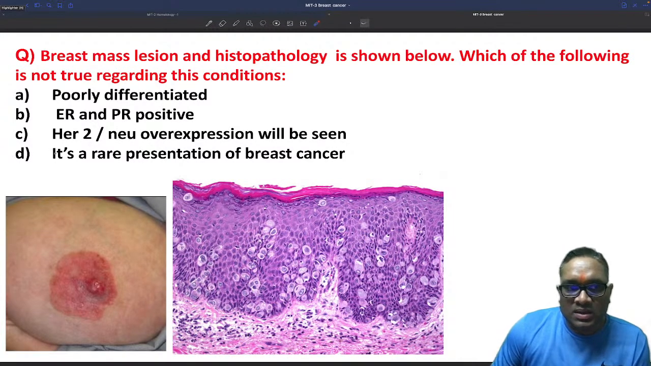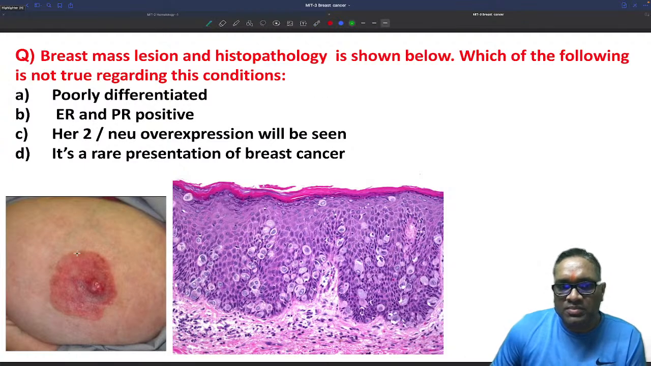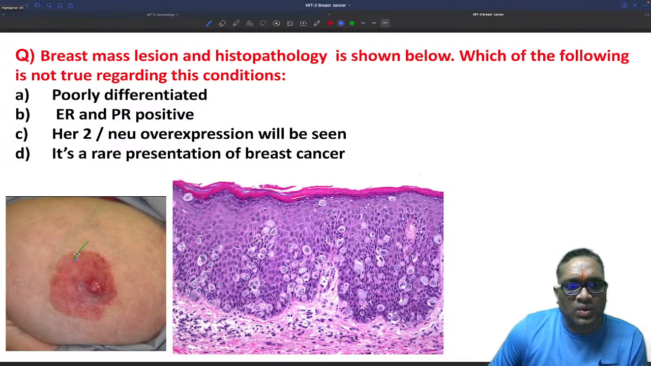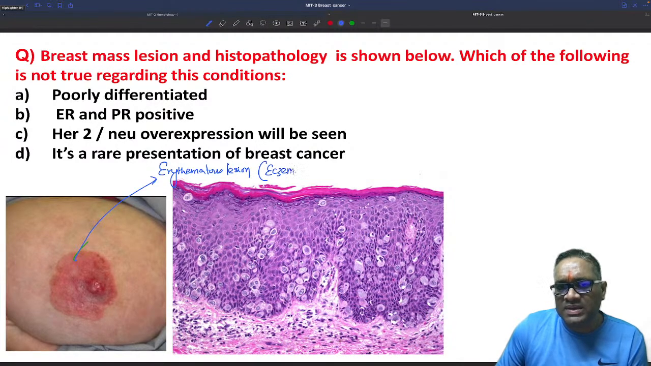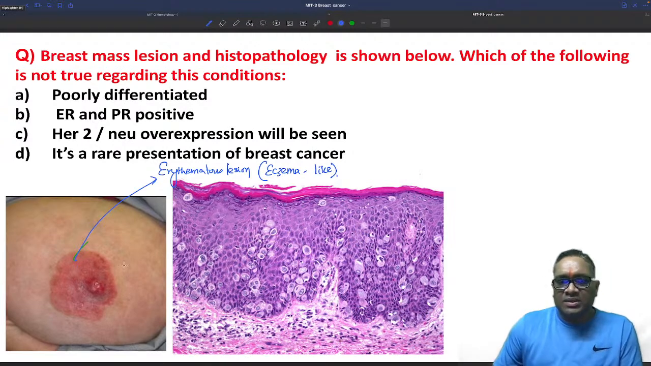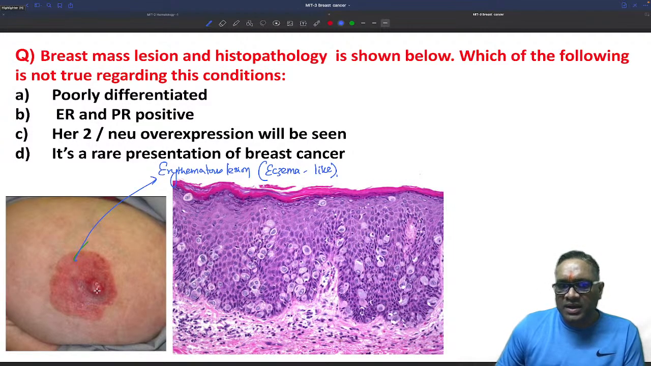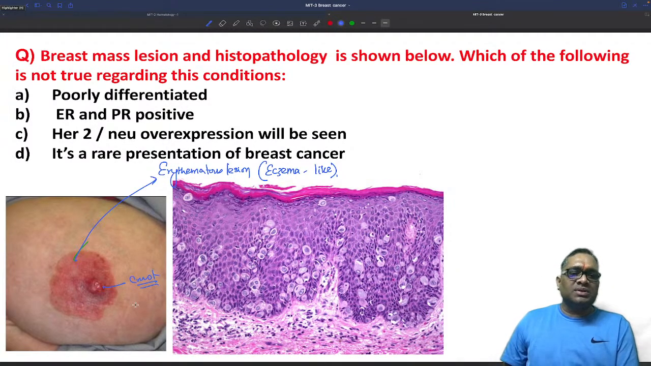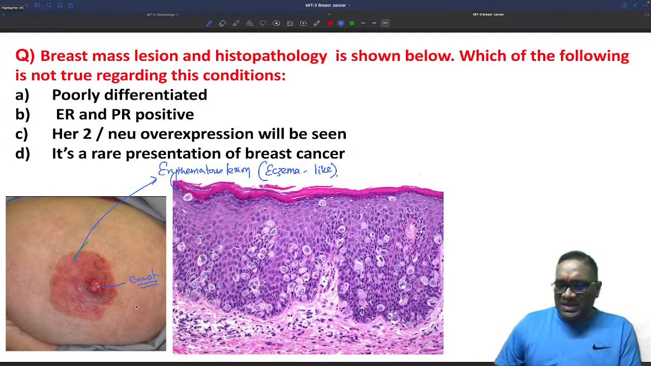It is B. The right answer is B, because what I'm showing you is the erythematous lesion in the area of the nipple, which is described as eczema-like. It is an eczema-like lesion in or around the nipple. We are seeing that some crust has formed here. So this is the example of Paget's disease.